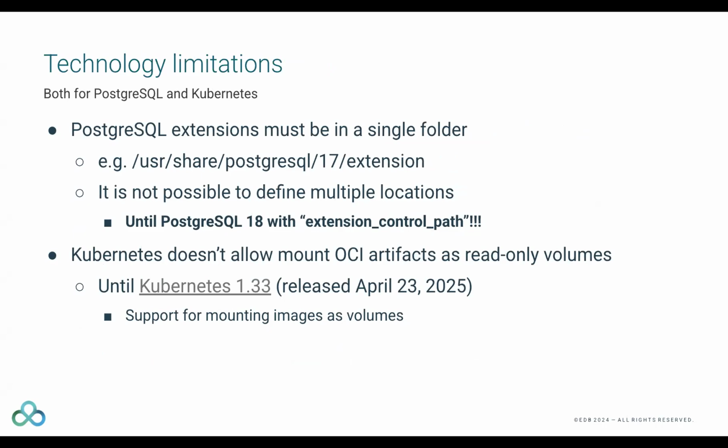So we wanted to do something else, but we immediately faced some limitations of the technologies. Okay, the bigger one was on Postgres. The other one was on Kubernetes. So in Postgres, extensions needed to be placed, still in 17, in a single folder. So it's not possible to define multiple locations, but thanks to the work that Peter and his team have done, now we've got extension control path in version 18. And Kubernetes could not allow, until 10 days ago, to mount OCI artifacts as read-only volumes. So there's a new feature that is now part of Kubernetes 1.33 that allows us to do it.